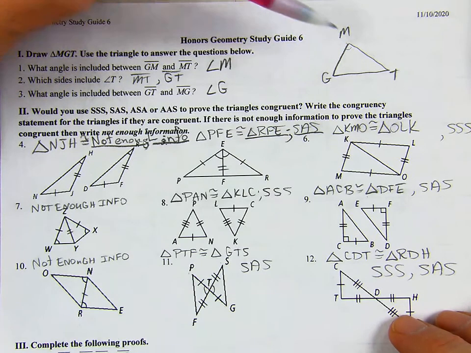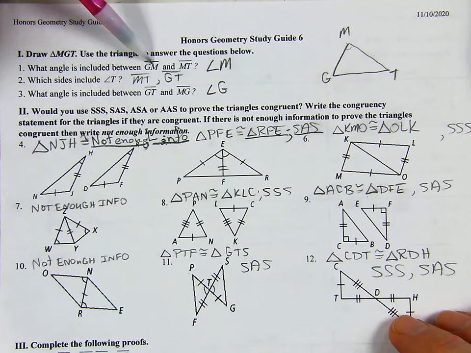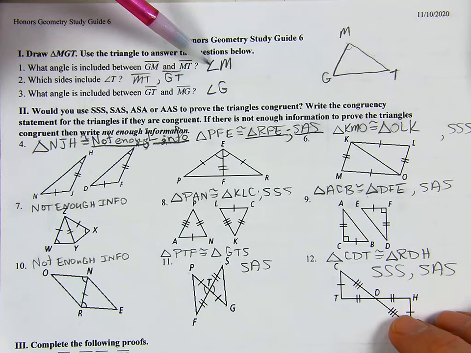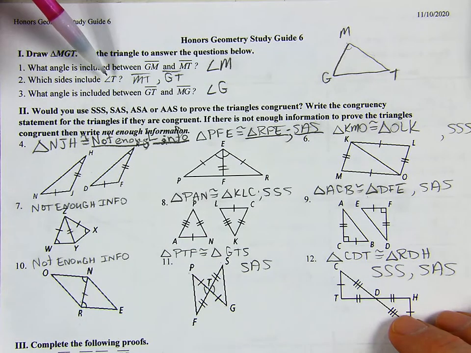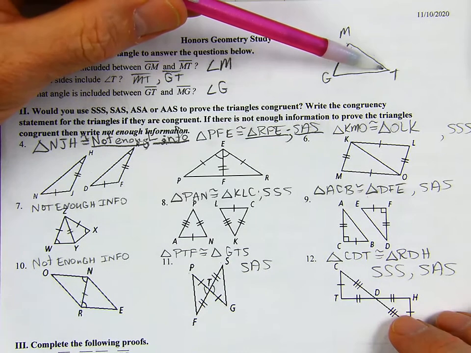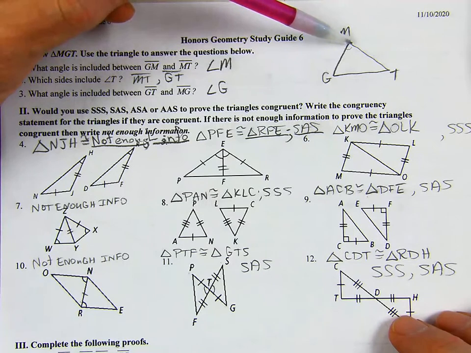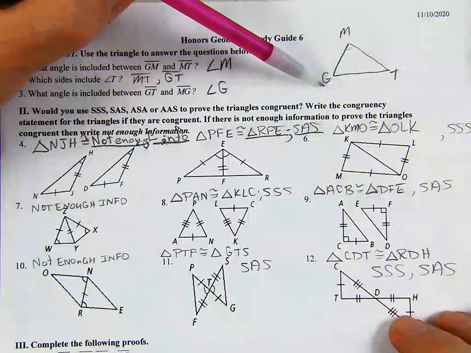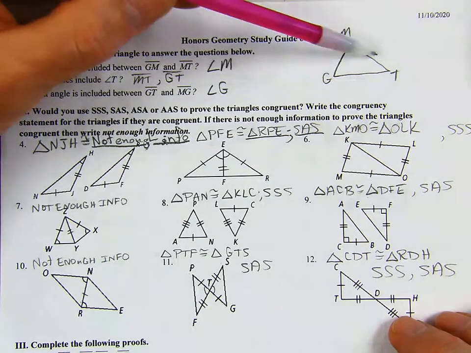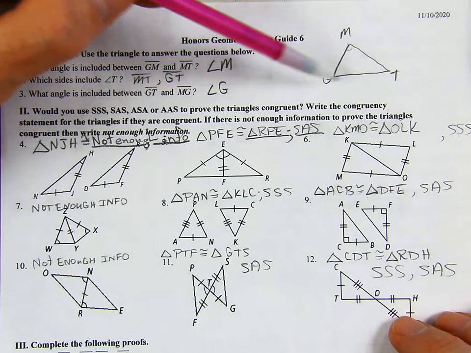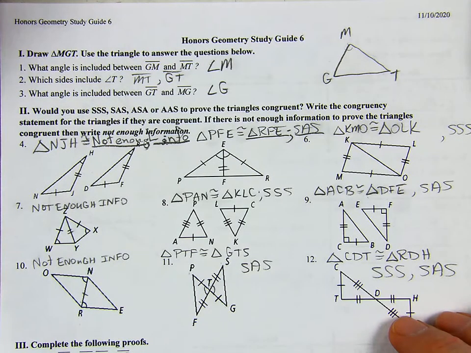And you might not even have to see the picture to do that, because you know that M is the point that's the same for GM and MT, so that's going to be the included angle, or the angle between them. Then the next one says, which sides include angle T? So here's angle T. T is the included angle for segment MT and segment GT, or you could have said segment TM and TG. Either way you wanted to write it, that's fine.